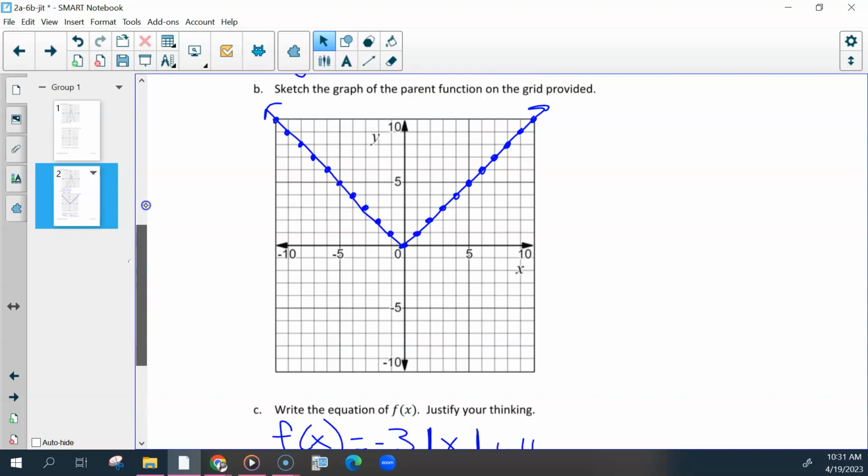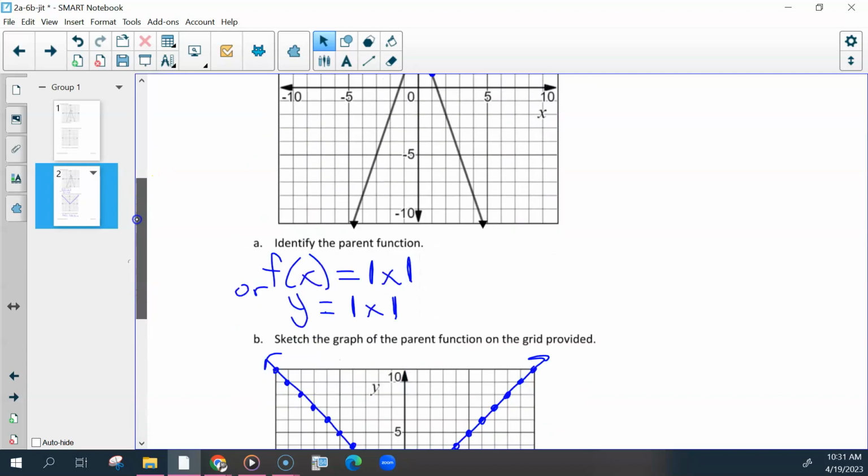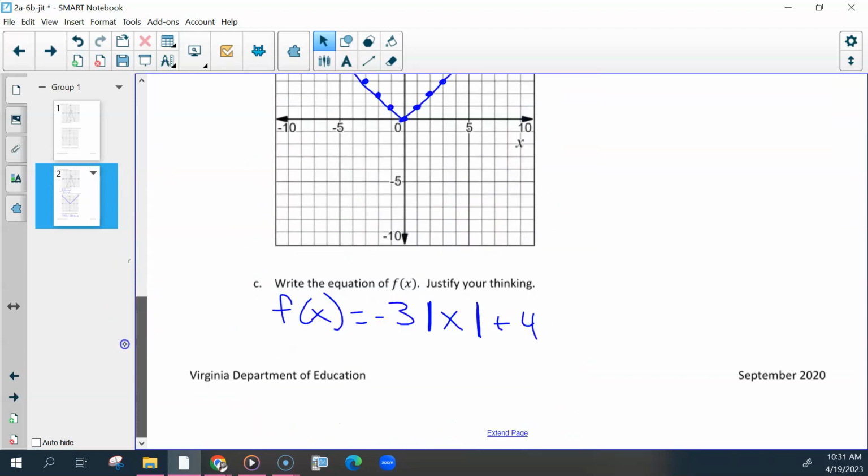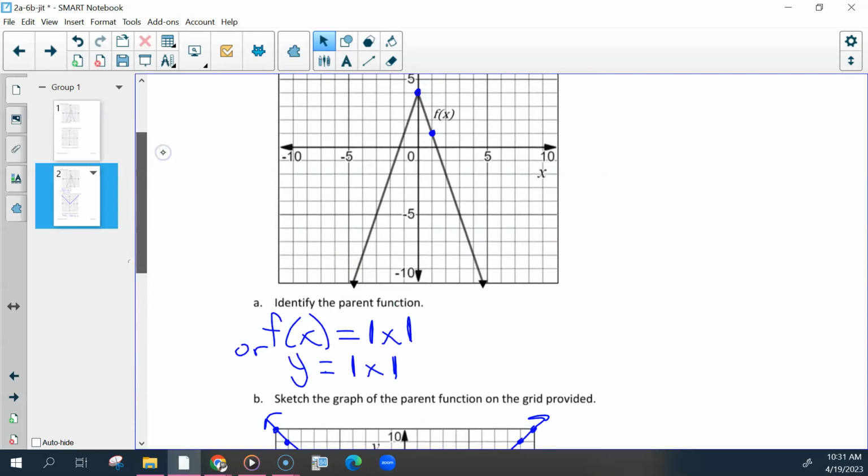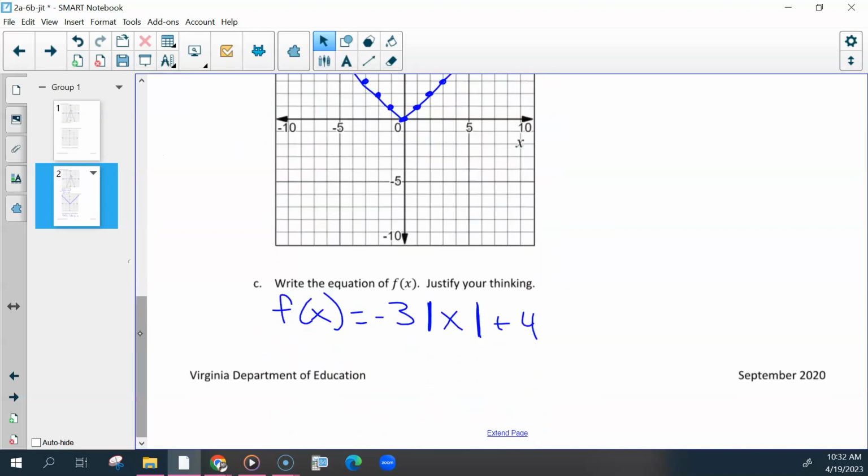If you look at the difference, this is split down instead of up, so it was a vertical reflection, the negative out in front. And if you count, the slope here is 3 instead of just 1, so it's been vertically stretched by 3. So f of x equals, or y equals, negative 3 times the absolute value of x plus 4 would be that equation.